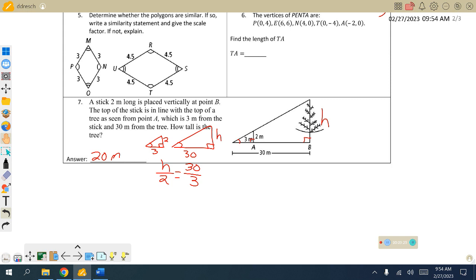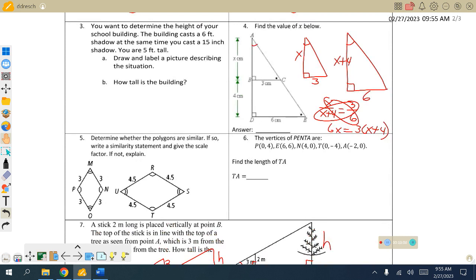That exact same picture follows me up to question 3. The only difference is the tree is the building. That little bitty 2-meter stick, that's you as the person. It's the exact same type of picture though, okay? You've got a building and you standing next to it, Patrick. You're trying to find the height of the building. Imagine this building as this tree and you are standing next to that building. It's the exact same setup, okay?